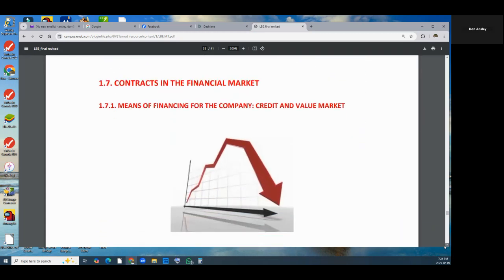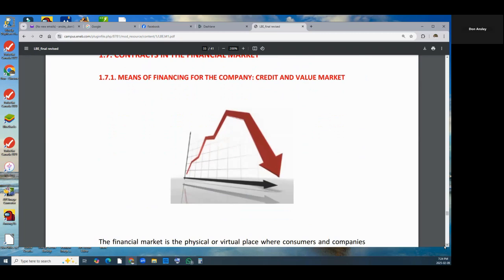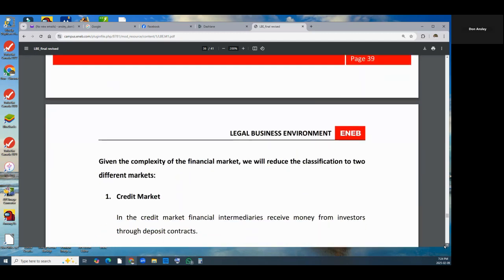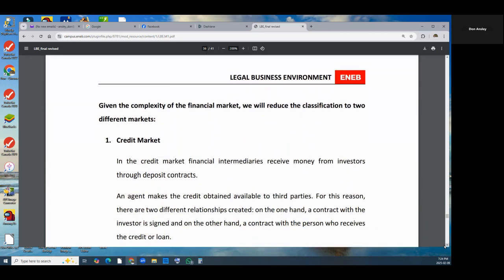Contracts in the financial market. Now, this means the financing for a company, credit or value of the market. The financial market is a physical or virtual place where the consumer and companies obtain financing. Consumers or companies interact in order to obtain financing or negotiate assets, financial instruments, and products. Given the complexity of the financial market, we will reduce the classification to two different markets.